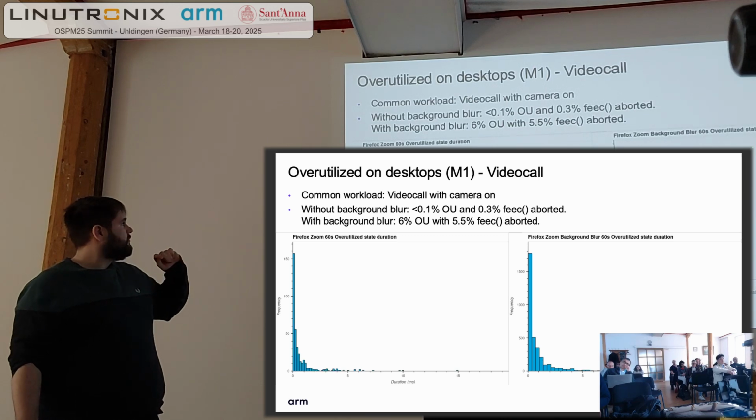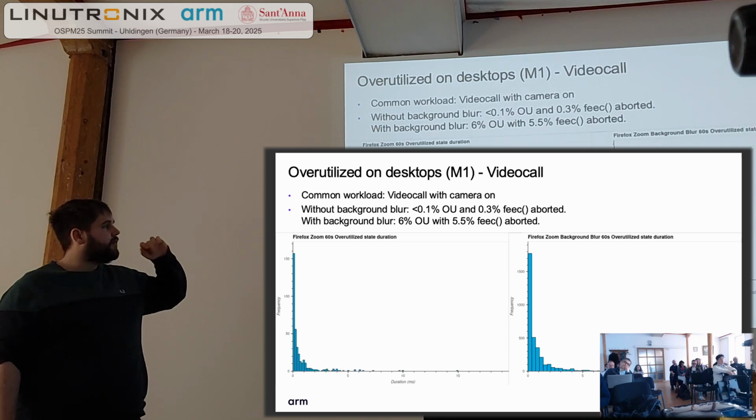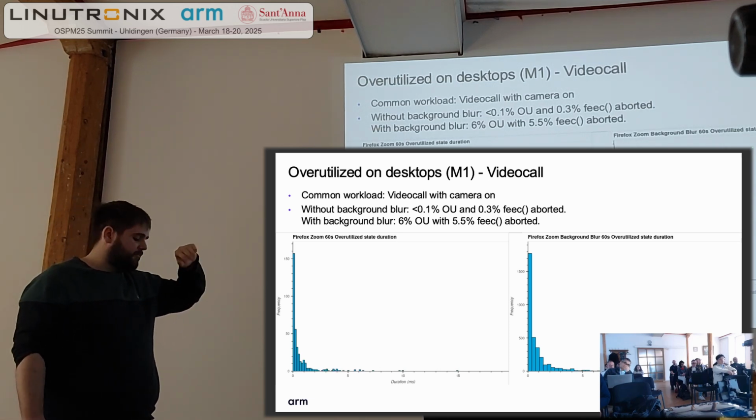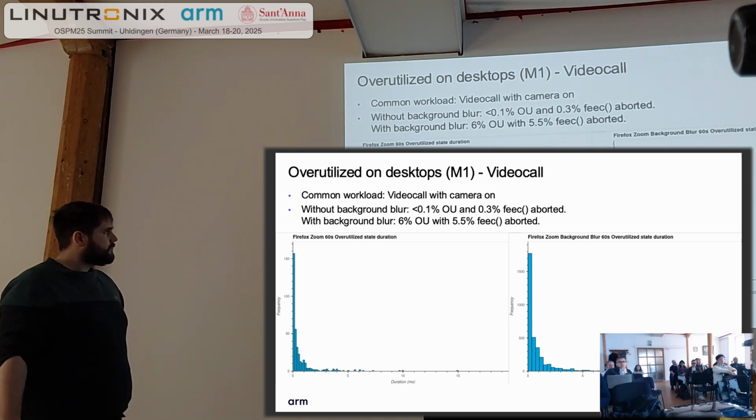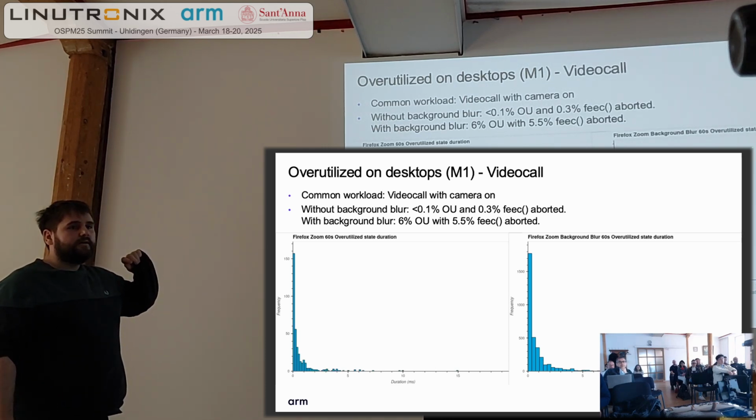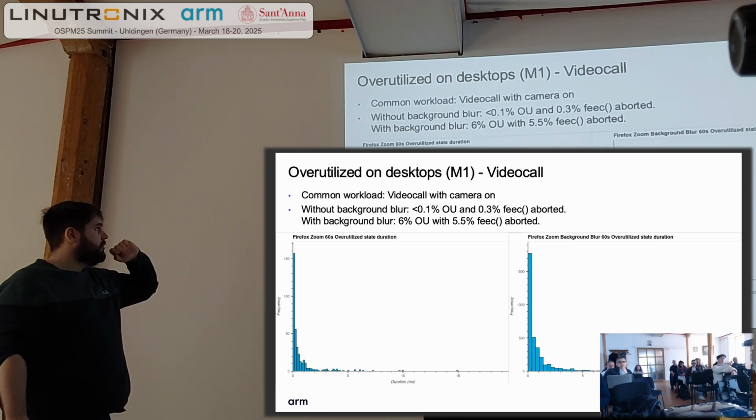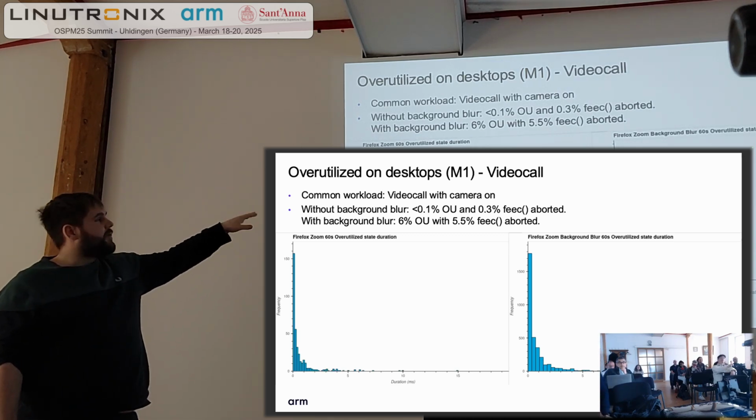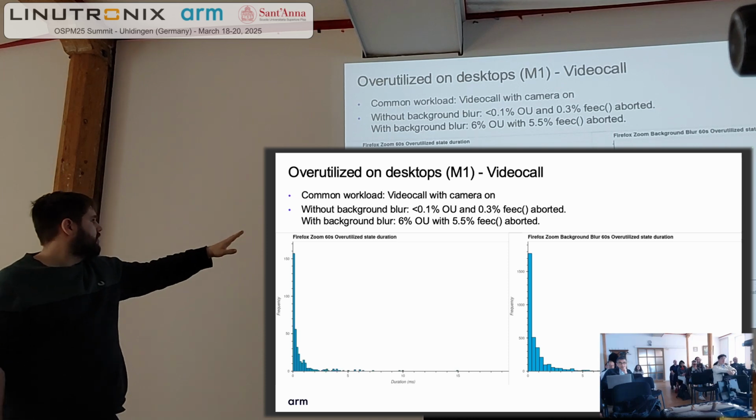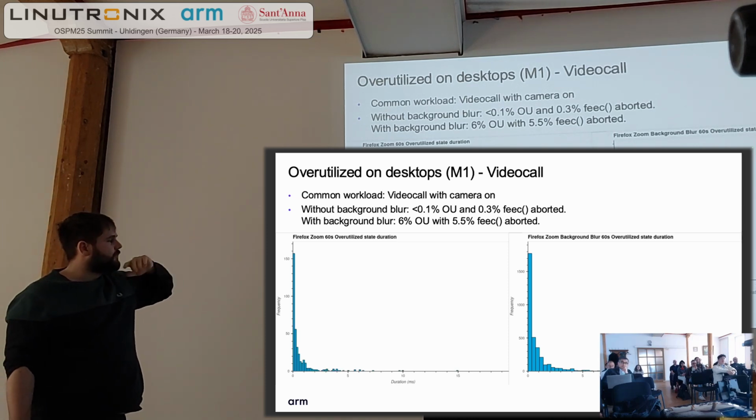Just two workloads. This is running Zoom on Firefox with the video on. One has background blur, where you can't see the background, the effect. That's quite computationally expensive, by the way. One without. I annotated here the FEEX aborted, which is the fine energy efficient CPUs, just to say how many task placements have we not used EAS because of overutilized. You can basically see without background blur, it's negligible. With background blur, it's about 6% overutilized.